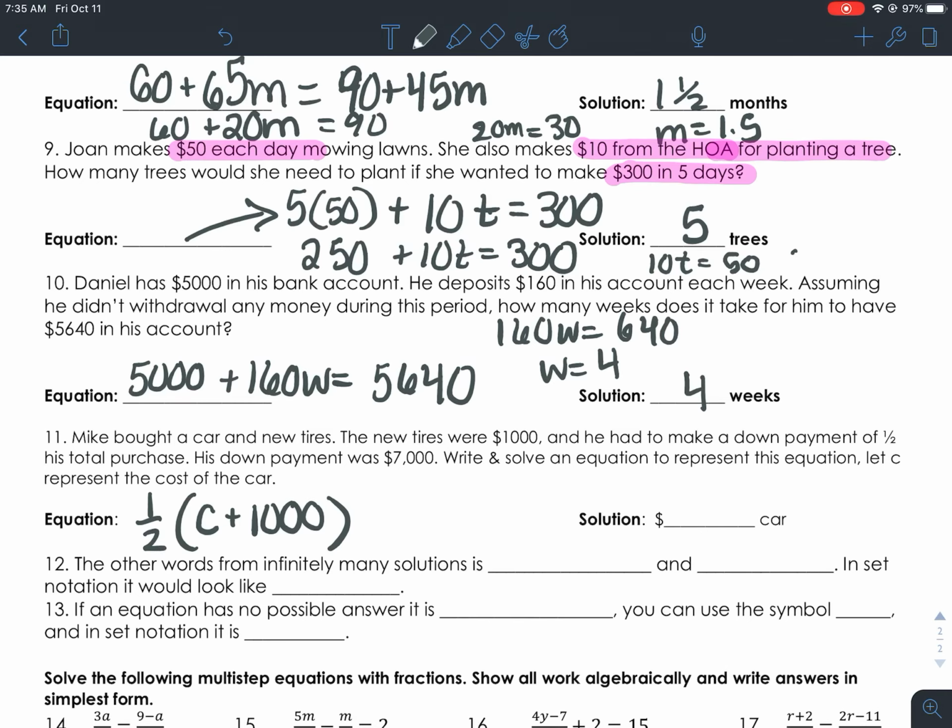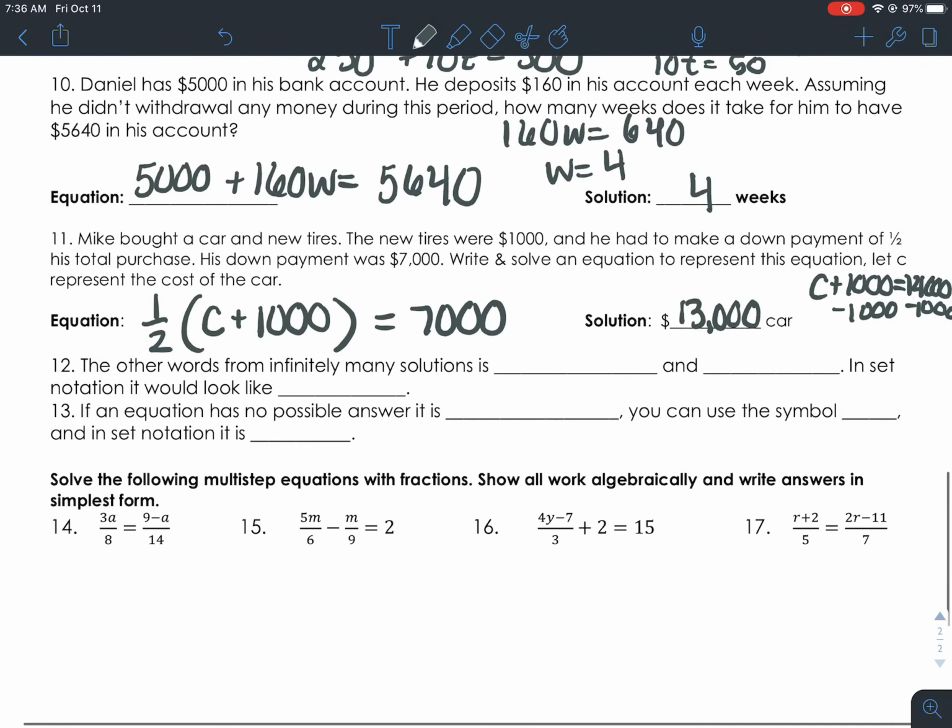So half of the total price, which will be whatever the price of the car was, plus $1,000 equals $7,000. When you go to solve this, you can either distribute or multiply by 2/1 on both sides. So you get C plus 1,000 equals 14,000. It's not a bad way to do it, because that's how you would do it if you were solving this problem out: you would double the price and then take off 1,000. So it would be $13,000 for the car.